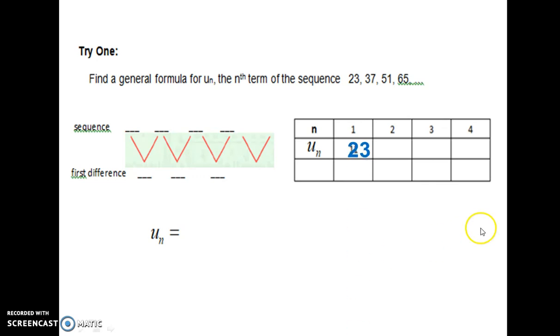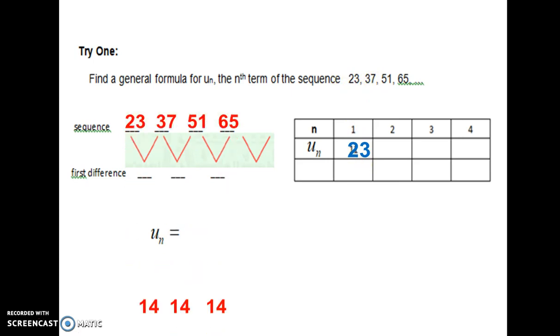Oh, yeah, first of all, this 23, this was a typo. 11 is wrong. It was copied from the last problem. This should be a 23 because that's the first term in this sequence. All right, so now try it out.